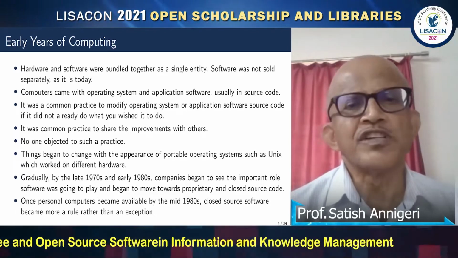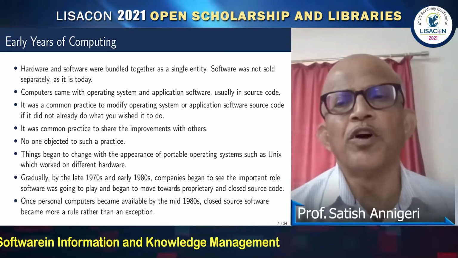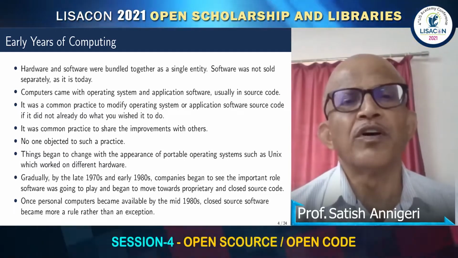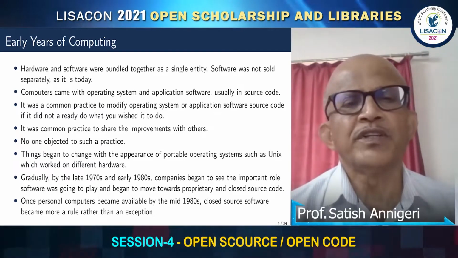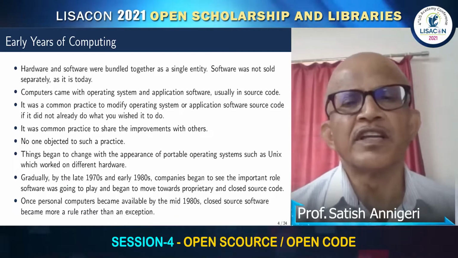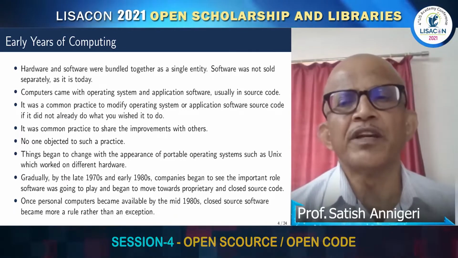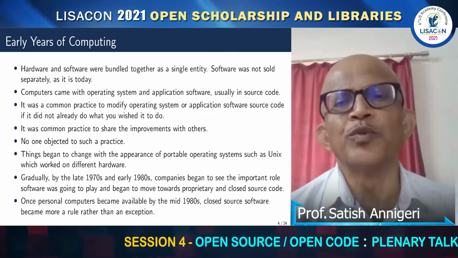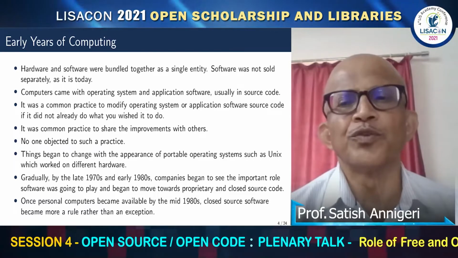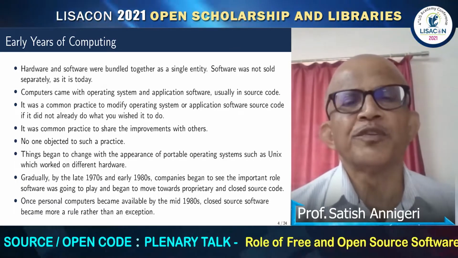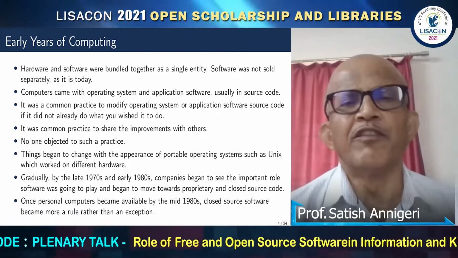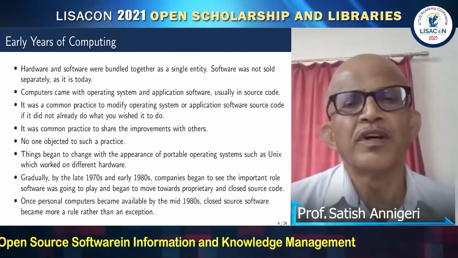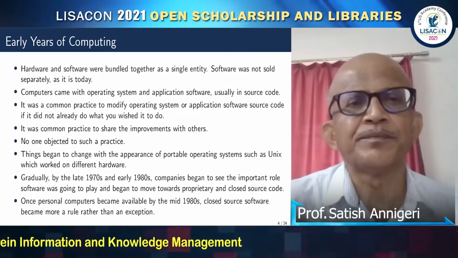But things began to change with the appearance of portable operating systems such as Unix, which were able to work on different hardware. Gradually, by the late 1970s and early 1980s, companies began to see the important role software was going to play and began to move towards proprietary and closed source. Once personal computers became available by the mid 1980s, closed source software became more a rule rather than an exception.